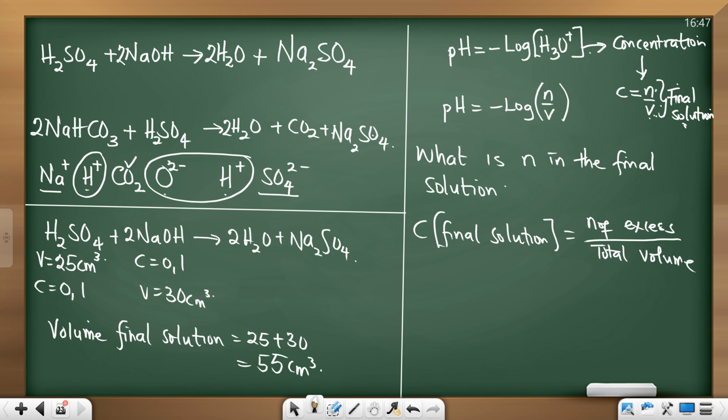Please take note of this formula. The concentration of the final solution is the number of moles of the excess substance over the total volume. Number of moles of excess what? We now need to check which one is excess. Is it the acid or the base? Yes. Good.